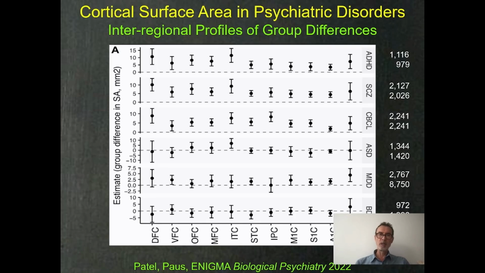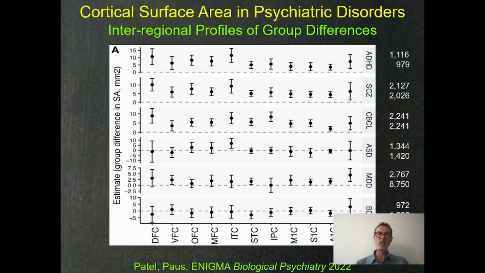Here they are shown for those 11 regions. The regions on the left, we can globally call them multi-modal regions. The regions on the right are mostly unimodal regions. Now, if you are above 0, it means that controls have higher surface area than cases.